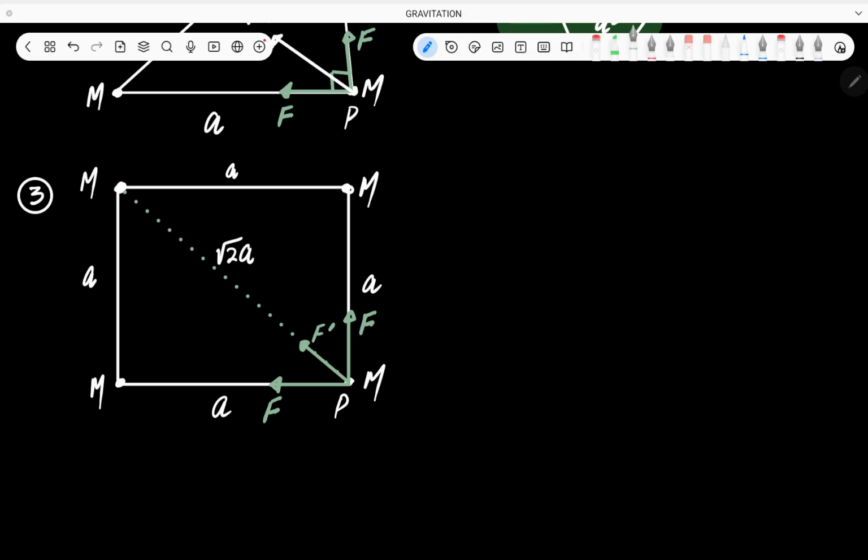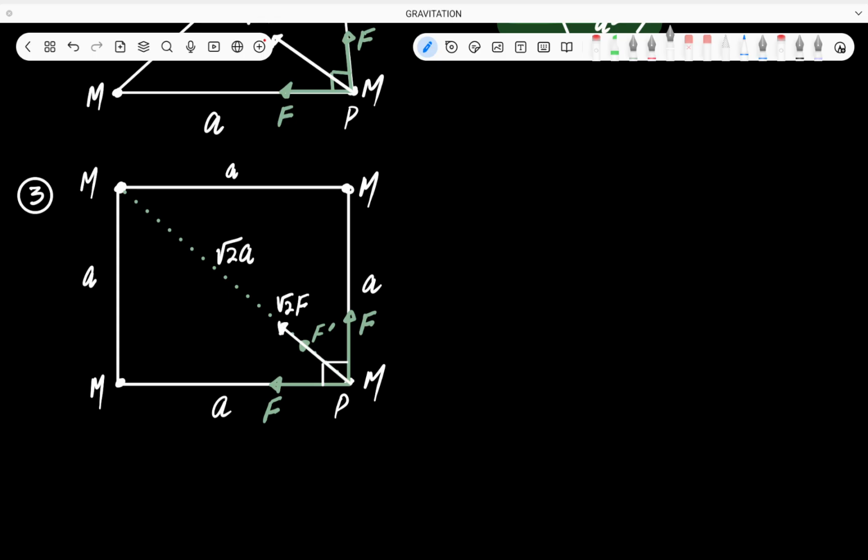Okay? Now how many forces are there on the particle P? There are obviously three forces on the particle P: F, F and F dash. Now can you tell me what is the angle between this F and this F? Obviously 90 degrees. When it's 90 degrees, what is the resultant of F and F? That is root 2F along this direction, along the angle bisector. Okay, so there are three forces on the particle P. Out of the three forces, I have calculated the resultant of the two forces.